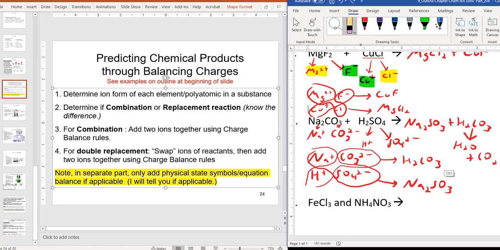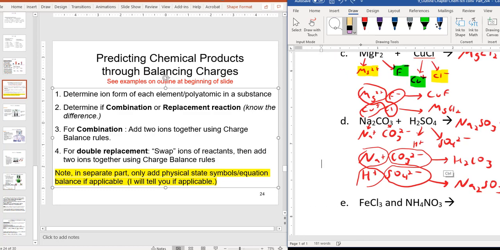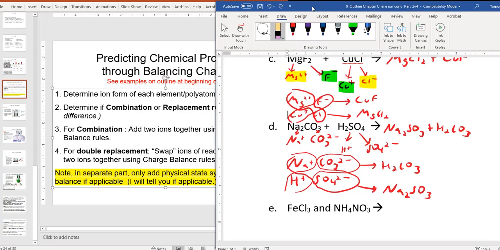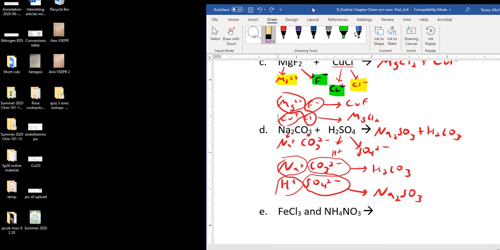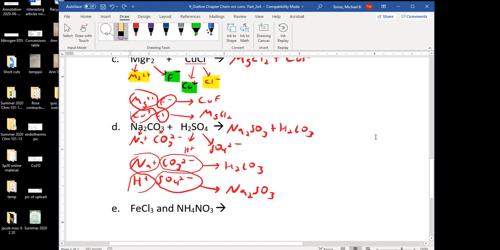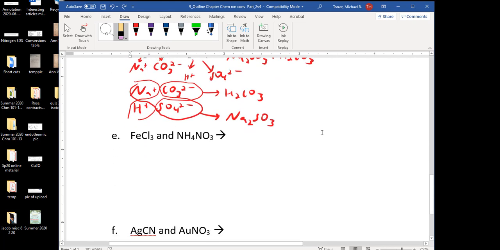Now again, I'm not going to do that to you. I'm just going to want you to do a simple double replacement reaction, and that's it. So it looks like this right here. Alright, let's keep on going.